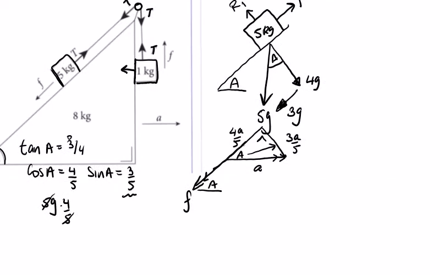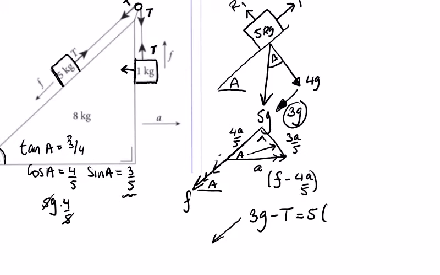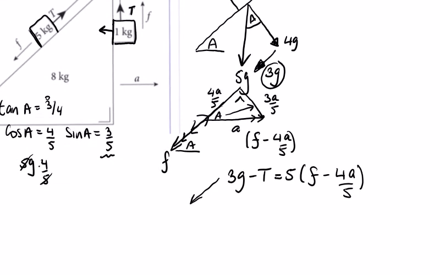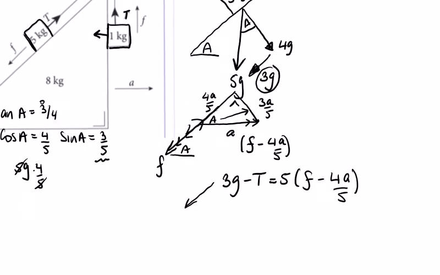So putting my T on, I'll set up my equations. Coming down in this 3g direction, this guy over here, 3g. The only thing opposing it is the T in the string, and that's equal to m, which is 5 kilos, times a. And we didn't write a down, but a in this case is going to be f minus 4a/5, coming down this way and up this way, f minus 4a/5. So that is along the plane.